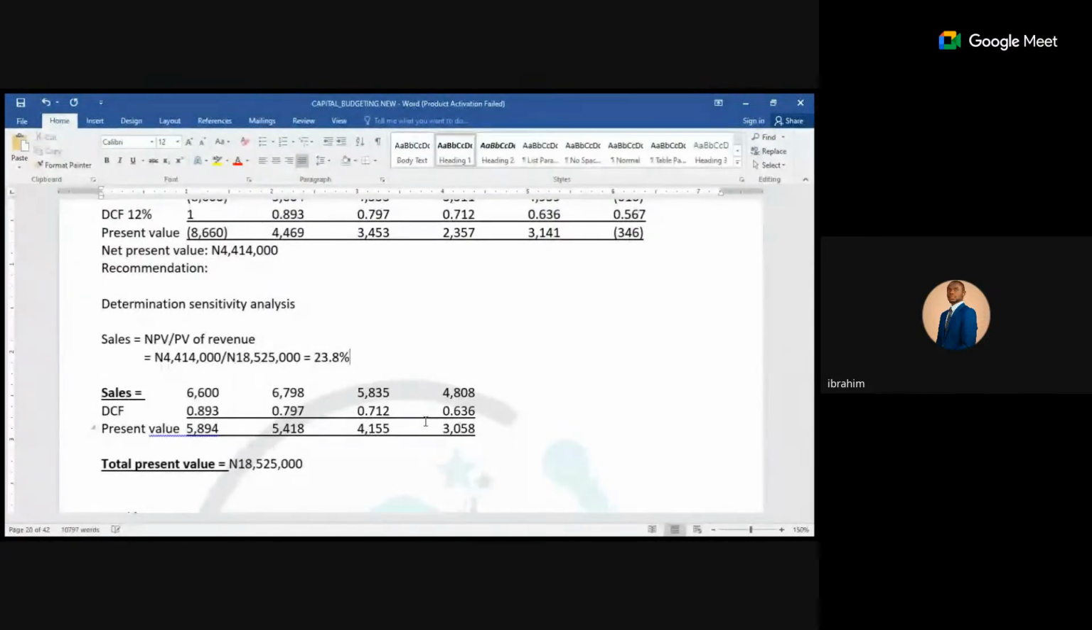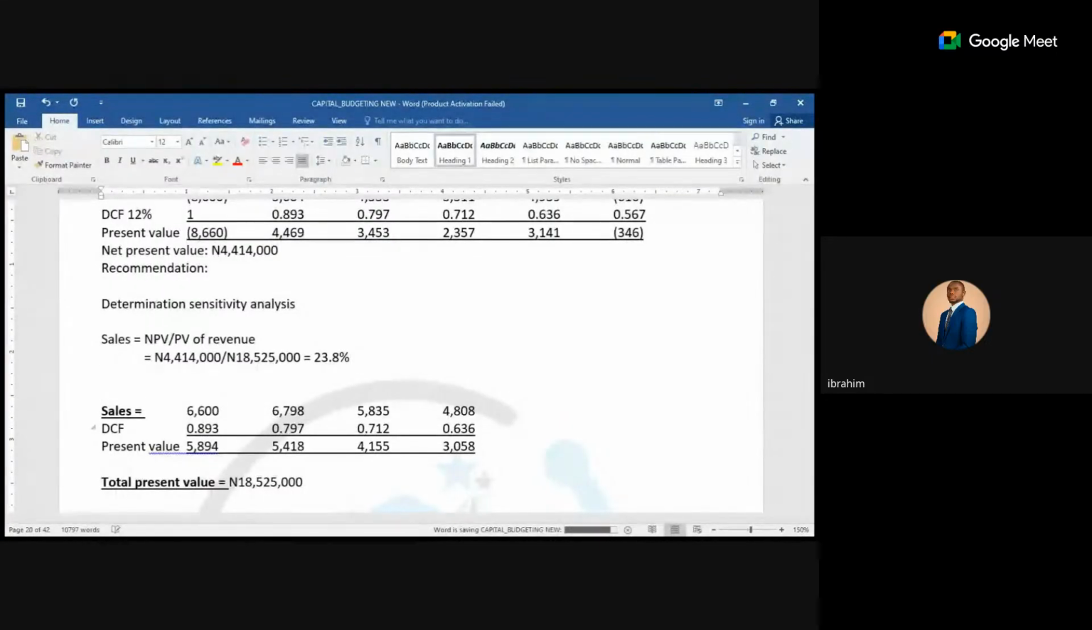23.8%. So what is the interpretation, class? Who will give me this interpretation? I think what this is saying is that we are going to achieve positive NPV, and the project will be worthwhile for as long as the revenue does not fall beyond 23.8% of the current amount. Thank you.